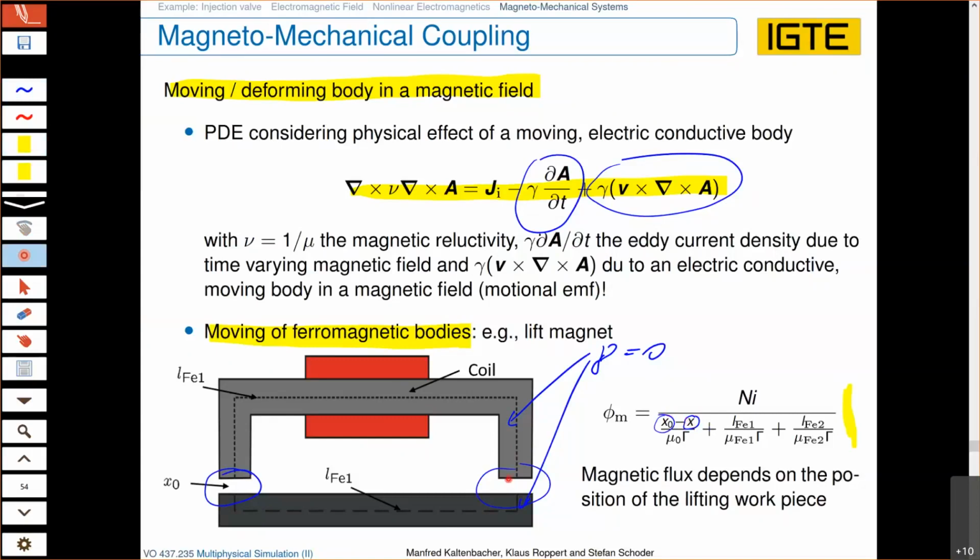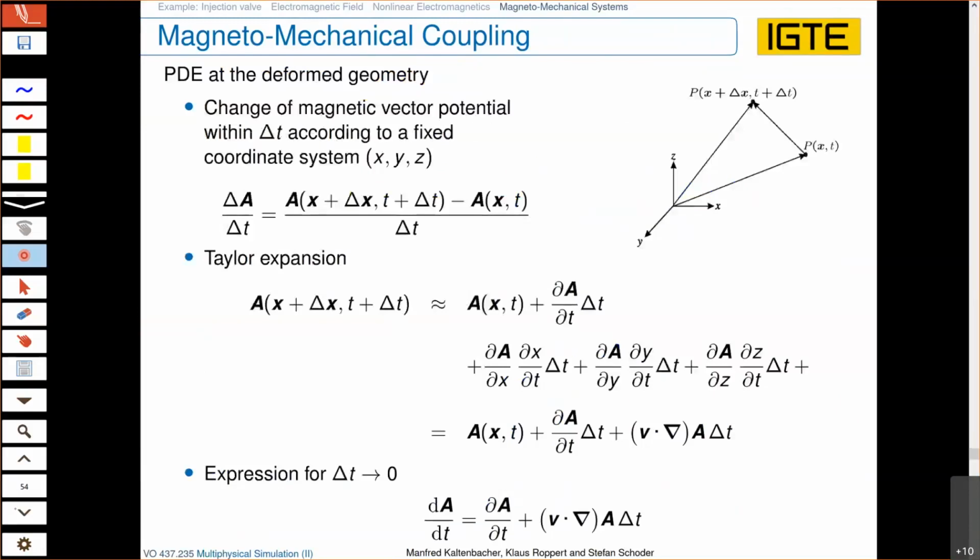And then clearly by this simple computation using a magnetic network, the magnetic flux will increase and increase when the air gap gets smaller and smaller. Okay, but that means in this sense, we have to compute our partial differential equation always on the actual geometry. And this is a big challenge, which I want to show you here.